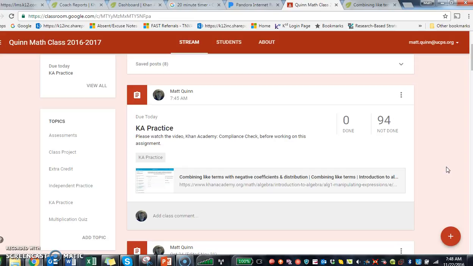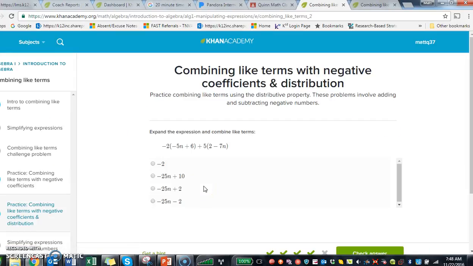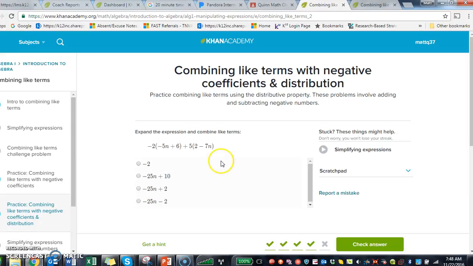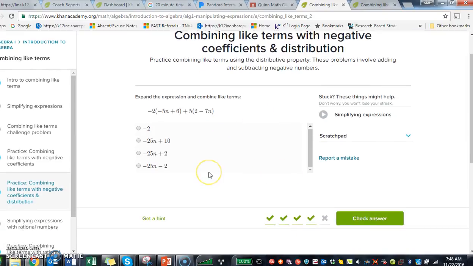It's pretty awesome because, you know, I'm making it. So come in here and you're going to click on combining like terms. And it's going to take you to combining like terms. And then it'll show you this magical problem right here. Now I've already been messing around here. I've stolen a few of these problems and put them on my PowerPoint so you guys can get an idea of what they look like.